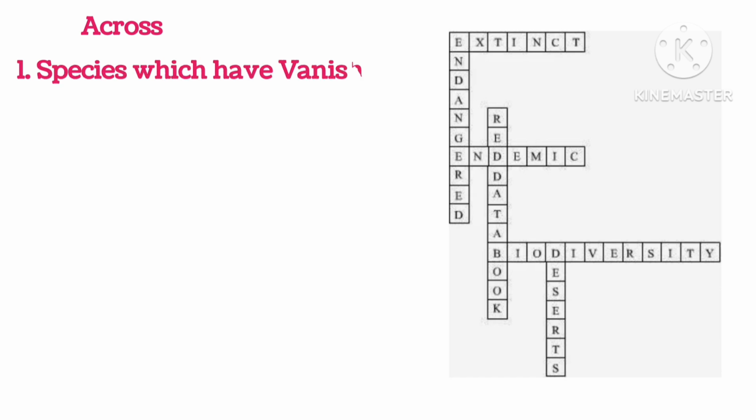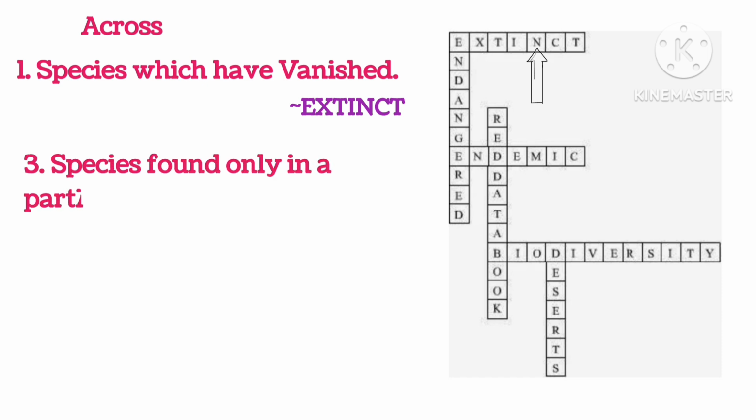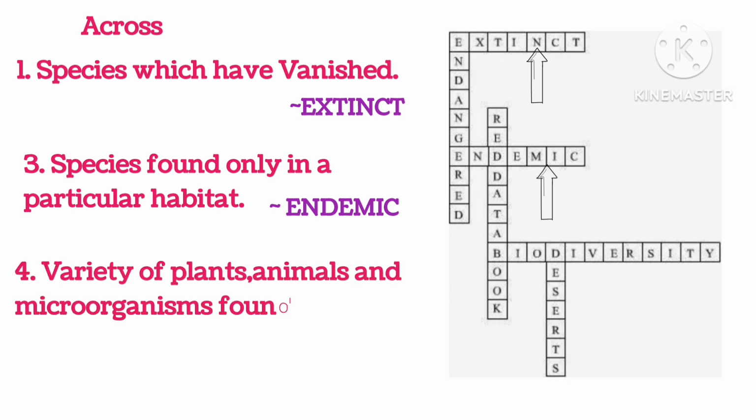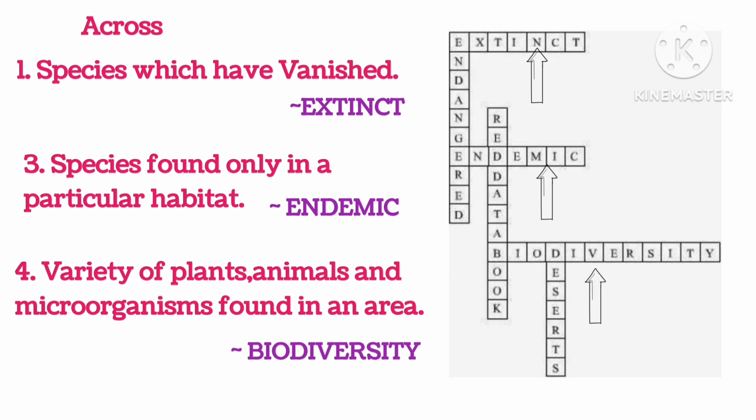Across, species which have vanished are called extinct, as shown here. Species found only in a particular habitat are called endemic, as shown here. Variety of plants, animals and microorganisms found in an area is called biodiversity, over here.